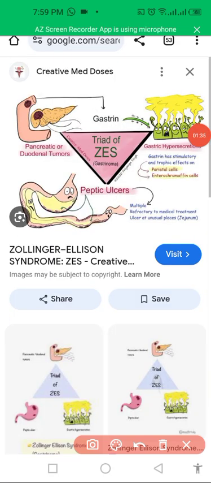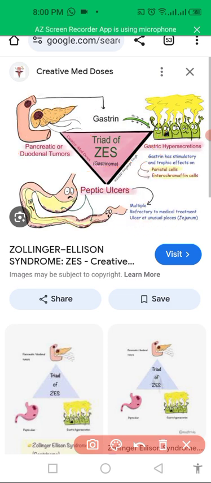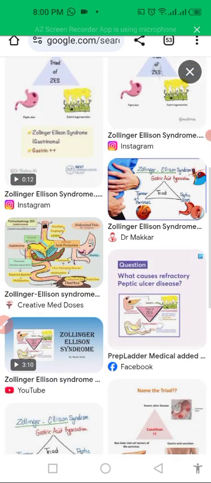Okay, so in Zollinger-Ellison syndrome there is a triad, which is gastrinoma, excessive HCl secreting tumors. There is a pancreatic or duodenal tumor that results in excessive secretion of gastrin, which results in hypersecretion of HCl by parietal cells and enterochromaffin cells, and there is ulceration, peptic ulcers. Multiple ulcers are usually present in Zollinger-Ellison syndrome. The excessive secretion of HCl results in the ulcers.